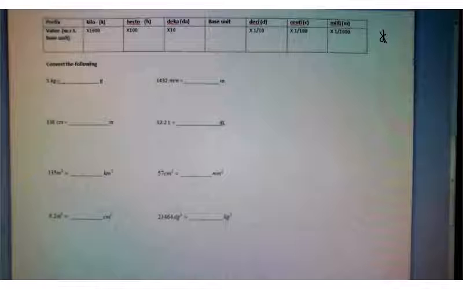Let's start with this first one, 5 kilograms, and we want to go to grams. So all we need to do is locate where we are at on the chart. In other words, we're starting at kilograms. Kilo is here, and we want to go to grams. So we're going to see how many steps and in what direction we need to go. So that's 1, 2, 3 steps to the right.